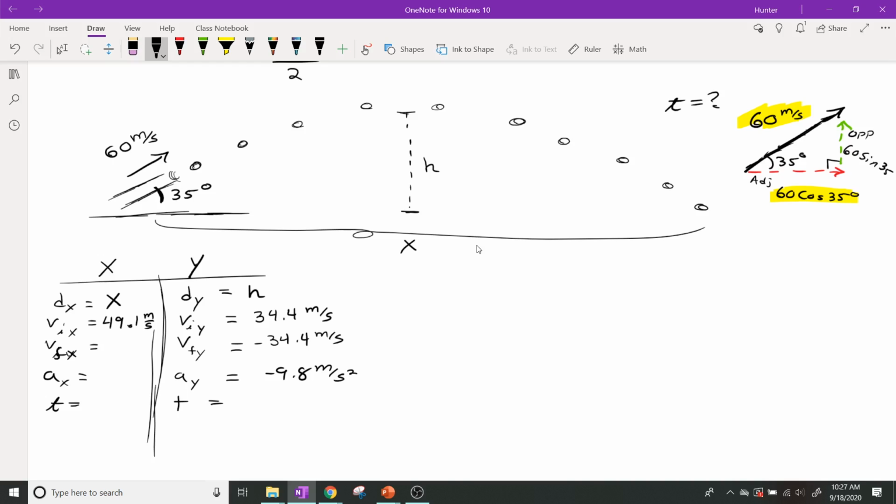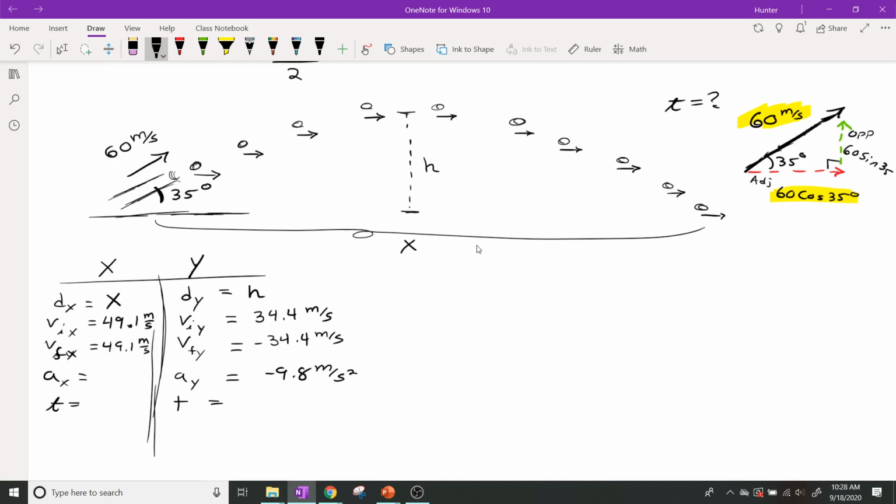No, ma'am. Think about what's happening in the x direction. Is this thing moving? Yeah, this thing is constantly moving at a consistent horizontal velocity all the way across. So as we continue to go across, the horizontal velocity does not change. So that is still 49.1 meters per second.